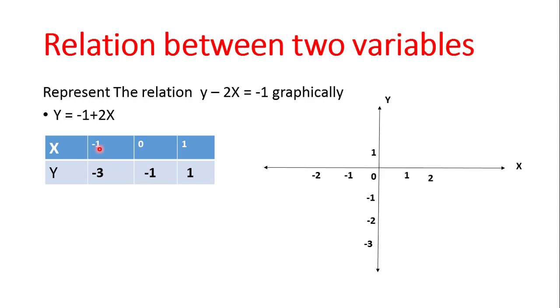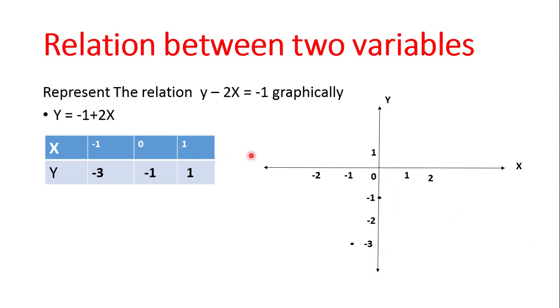Let's start with negative 1 and 3. Sorry, negative 1 and negative 3. This is the point. I'll take the first one from x, negative 1, then go to y, so negative 3. Now 0 and negative 1. It means this point is on the y-axis. If x is 0, this point is on the y-axis at negative 1, so here. So this is the second point.